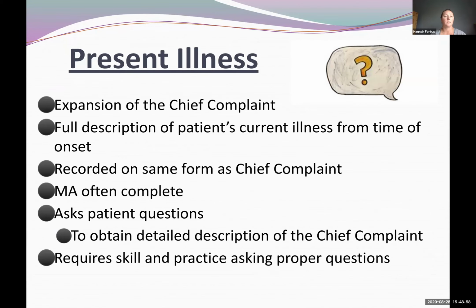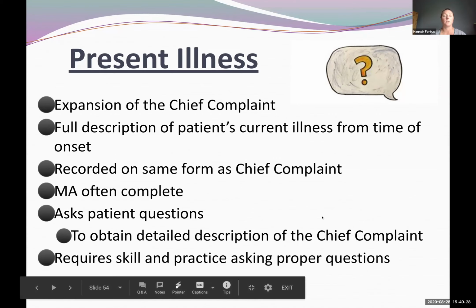The present illness. This is an expansion of the chief complaint. So this is a full description of the patient's current illness from the time of onset. This should be recorded on the same form as the chief complaint. Sometimes the medical assistant completes this. You're going to ask the patient more detailed questions to obtain a description of the chief complaint. And this does require skill and practice, learning how to ask the proper questions to obtain the correct information.